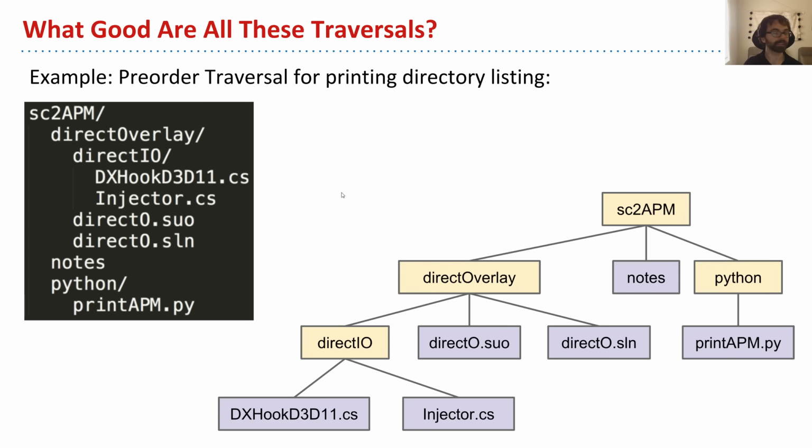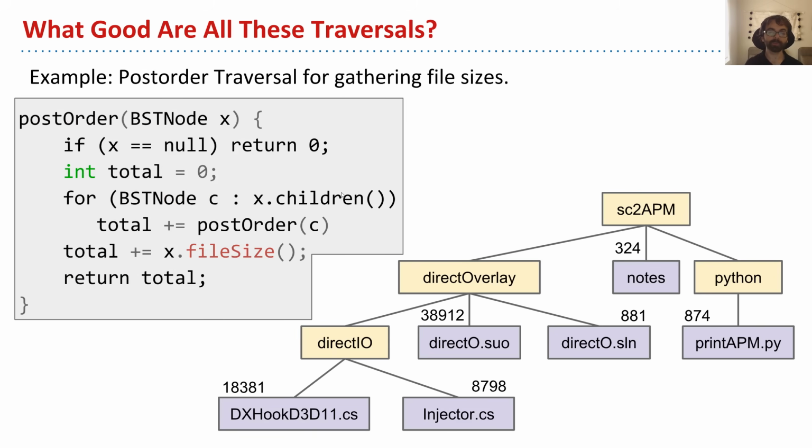Another example, let's say post-order. What good is that? Well, it's useful for gathering file sizes. Let's say I want to go through and print out the total size of all my subdirectories. I want to do basically the same thing, but I want to capture the size of each folder. In this case, my code might look something like this. If x is null, if we're not on the tree anymore, that's of size 0. Then we'll have a total, and how it works is we add the post-order size as calculated for all of my children, and after I've done that, I add my own file size and then return total.